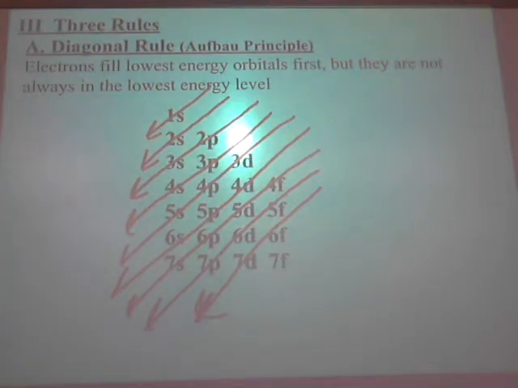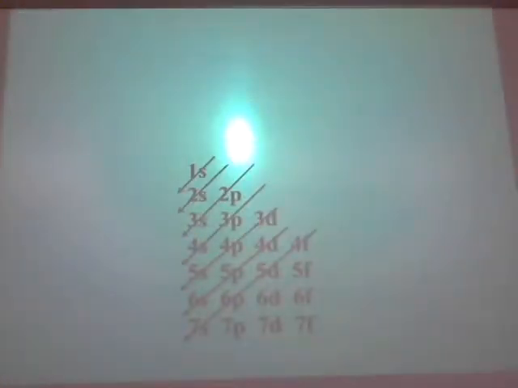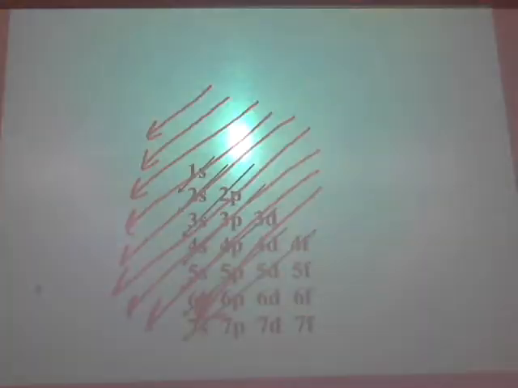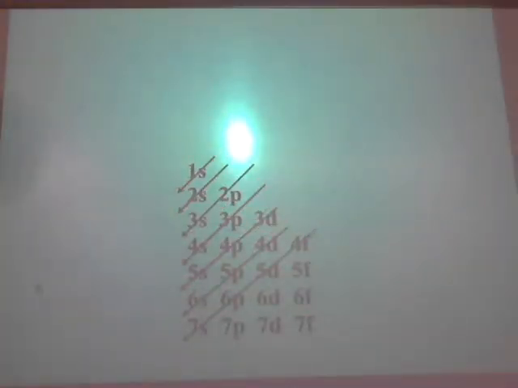Now let's see if we can put that into practice first. I'm going to do an example. I'm going to do gallium. It's got 31 electrons. That's way past the number of electrons where things start going a little crazy. Okay, so let's do gallium. I'm going to leave that down below as a reference for us, okay?